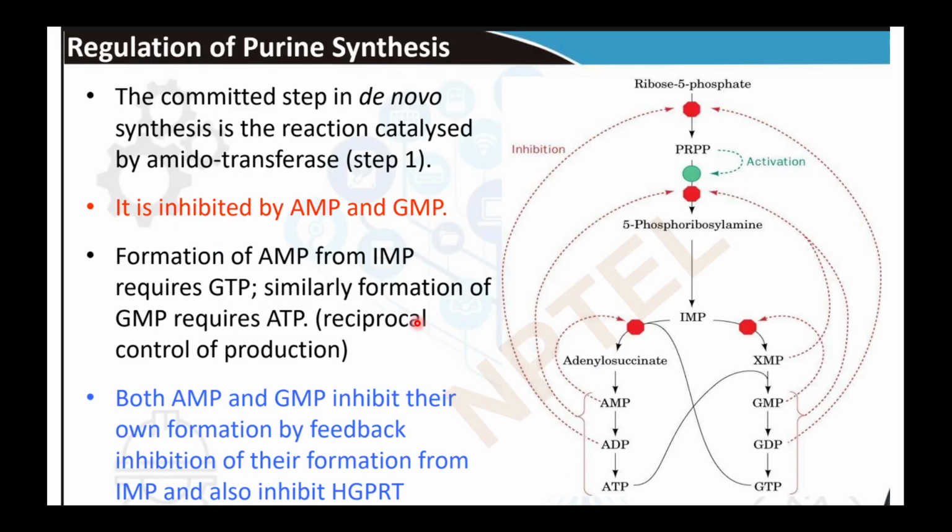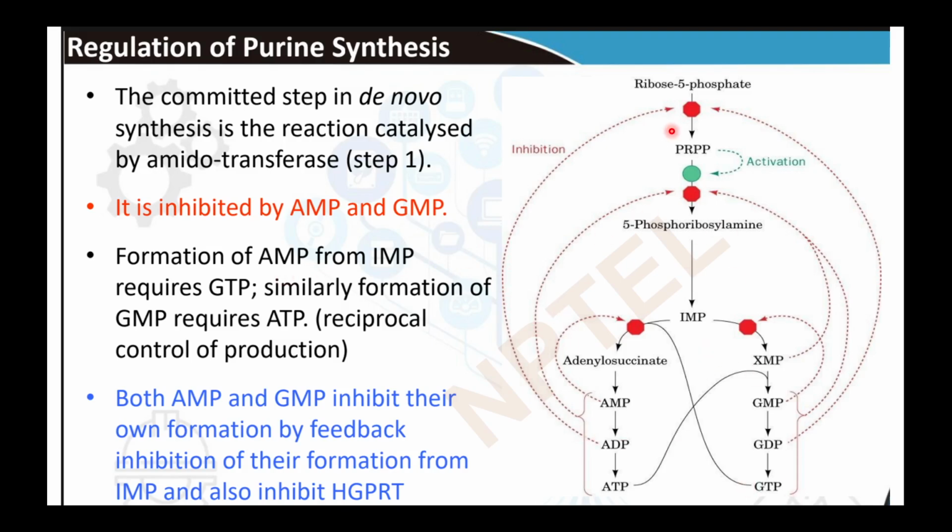the biosynthetic pathway. So the committed step in de novo synthesis is the reaction catalyzed by amidotransferase 1. I told you the first reaction, that is from PRPP, we get PRA, phosphoribosylamine. So this is the rate limiting step or the committed step, right? So if you inhibit this enzyme, the pathway can be easily regulated. Okay. So this enzyme is inhibited by AMP and GMP, which are the end products. So formation of AMP from IMP requires GTP.